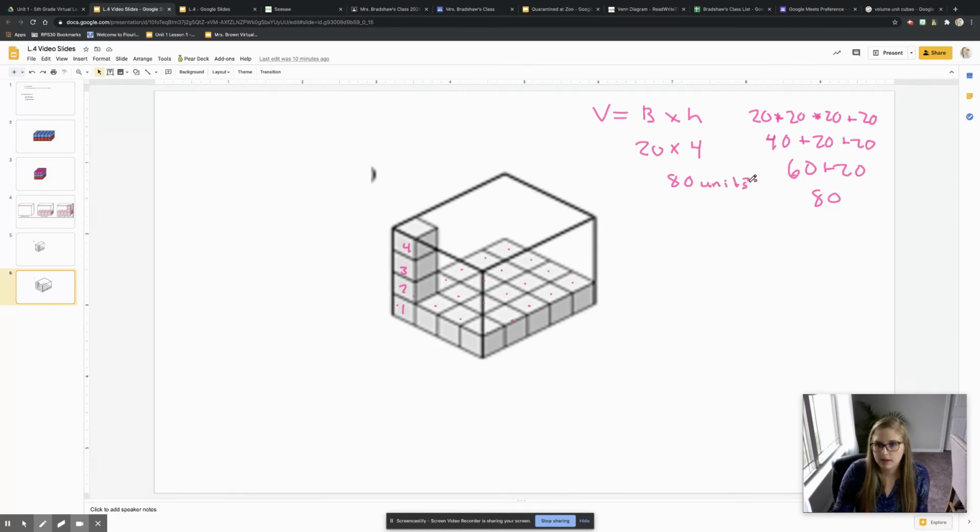Another way I could do it, if I don't want to try to solve 20 times 4 by adding 20, I can do 20 times 4. I know 4 times 0 is 0. 4 times 2 is 8. So my answer is 80 units.